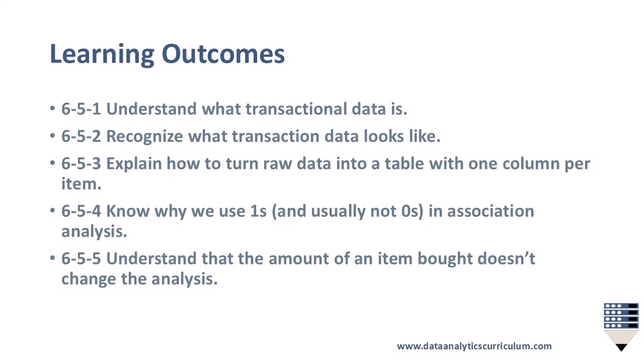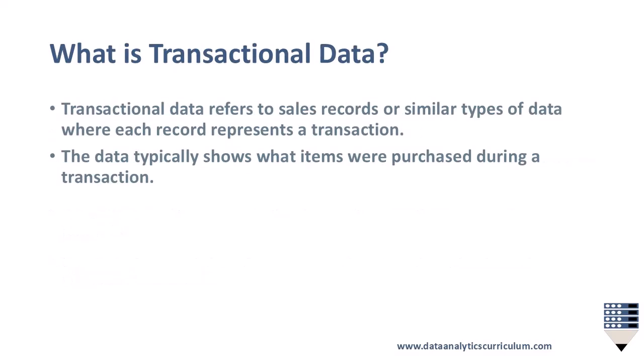By the end of this section, you should be able to understand what transactional data is, recognize what transaction data looks like, explain how to turn raw data into a table with one column per item, know why we use ones, and usually not zeros, in association analysis, and understand that the amount of an item bought doesn't change the analysis.